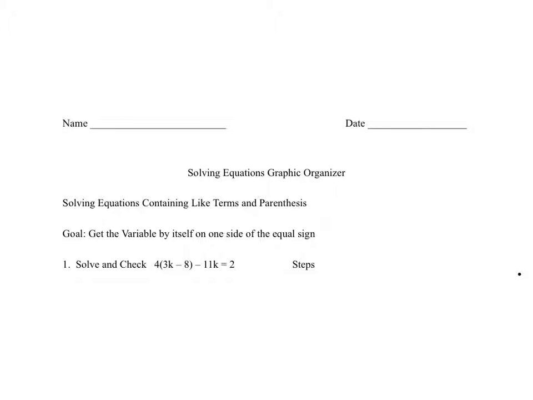So as we look at this first problem here, as always, our goal is to get that variable by itself on one side of the equation. So we want to get that k by itself. Typically, we like to get the variable by itself on the left-hand side. First step, no matter what your problem looks like, is to rewrite the problem, changing any subtraction to plus the opposite. So it's going to be plus negative 8 and plus negative 11k equaling 2.